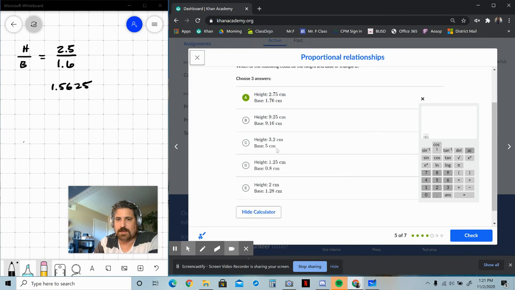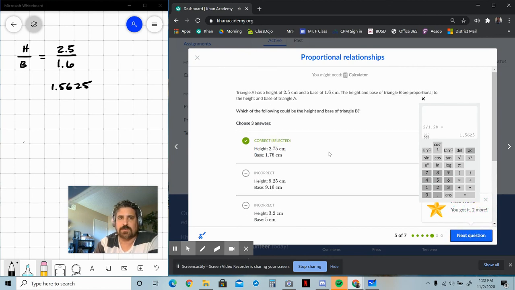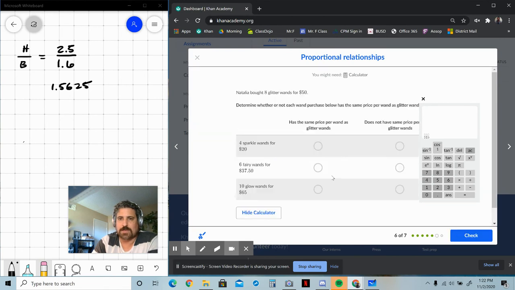And the next one is going to be 1.25 divided by 0.8. That's 1.5625. That's good. And this last one had better work, right? This is three answers. 2 divided by 1.28. And that works. Okay, so there's your answer, just to make sure that the ratio stays constant. That's all there is to proportional relationships: just relationships where the ratio stays constant.